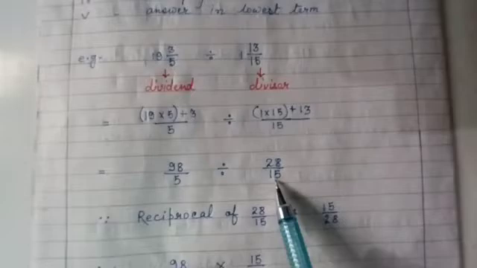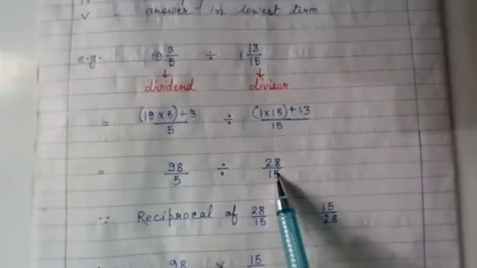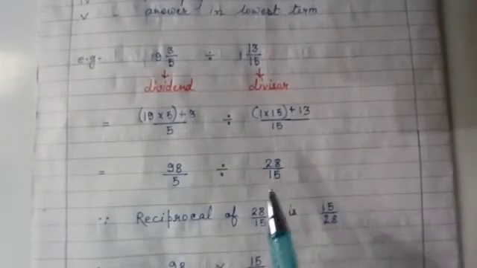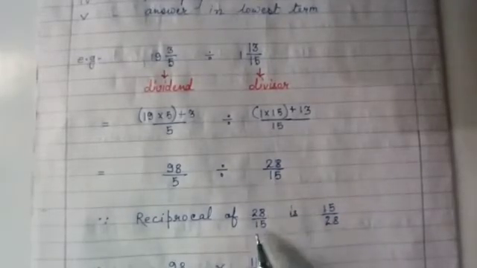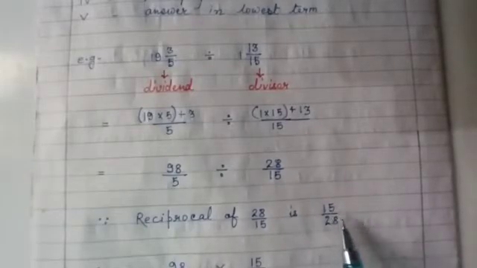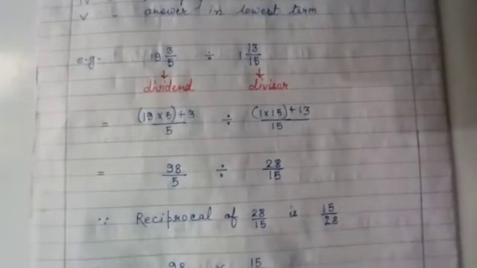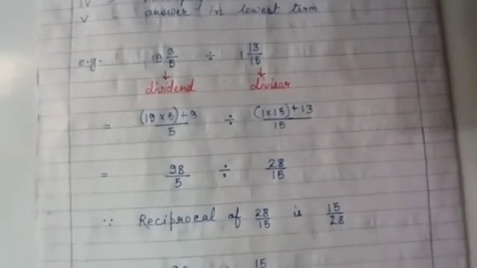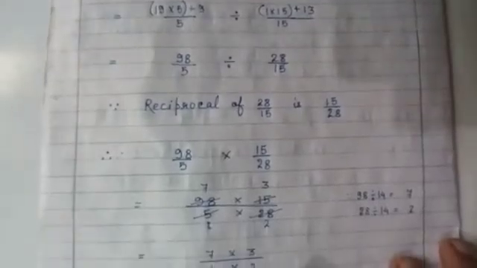So this is the dividend. We have to find the reciprocal of the divisor. So the reciprocal of 28 upon 15 is 15 upon 28. Now we have to do the step of multiplication. So 98 upon 5 multiplied by 15 upon 28.